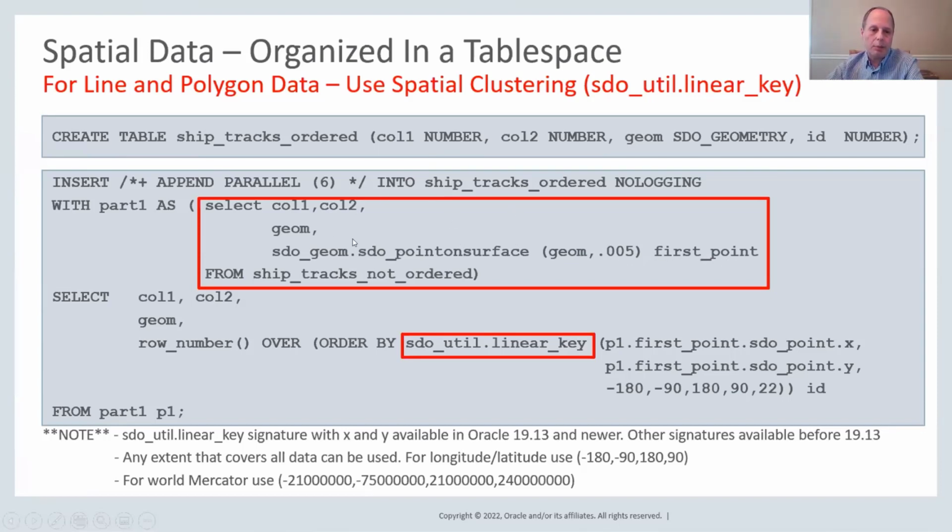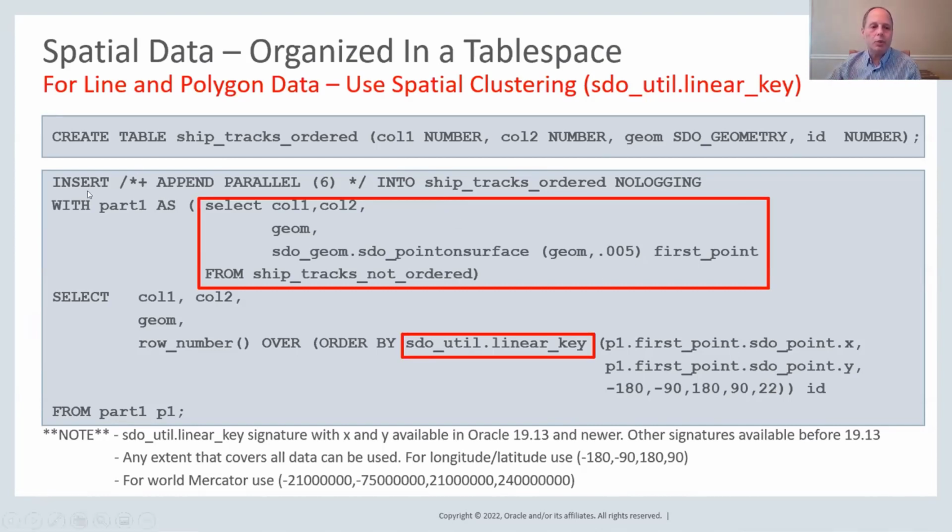Then this subquery comes into the outer part here. I'm going to select the same columns, column 1, 2, and the geometry column. I'm going to use SQL analytics, this row number, because I want to do an order by linear key. I'm selecting from part 1, aliased to P1. I take that first point and pass in the first point's X value and Y value. You give it the coordinate system bounds. In this case, it's longitude, latitude, so it's -180, -90, 180, 90. And this number 22, which I'll discuss in a little bit, is where you pick the size of the cell for the clustering.